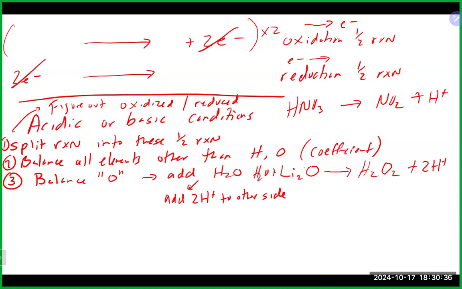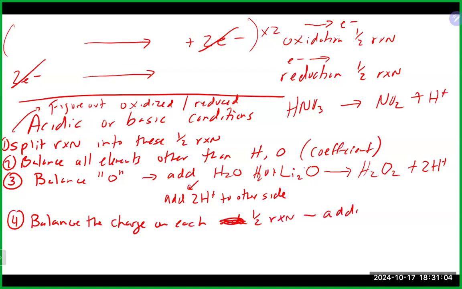All right, so we're going to add water to balance the oxygens. We're going to add H+ to the other side to balance out the hydrogens that we put in there. At this point, we're going to then balance the charge on each side, I should say each half reaction, and we're going to do that by adding electrons. We can only add negative electrons to balance out the charge.